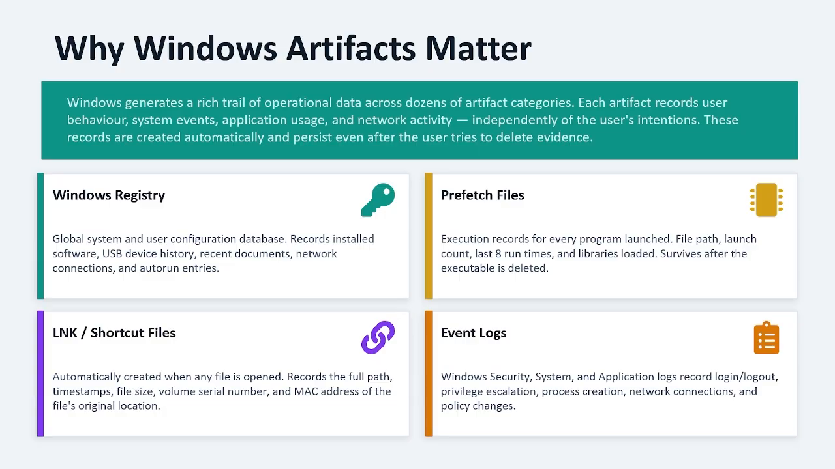You also have LNK or shortcut files. Whenever you open a file, it will create a shortcut which will record the path, timestamp, file size, volume serial number, MAC address of the file's original location, and everything else. And then finally, the event logs. There's a ton of event logs which store everything from applications to security, system logs, log in, log out. Anytime you see that UAC prompt to run as an administrator, it will log that into your event log. Anytime you log into a computer, it will log that. Anytime you open a program, a lot of times it will log that as well.